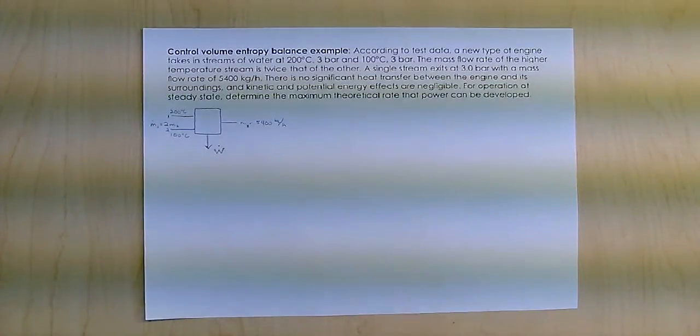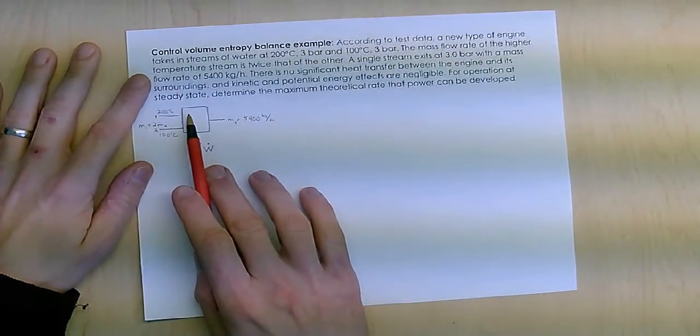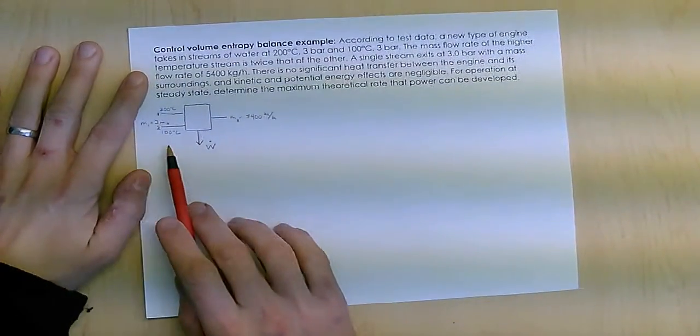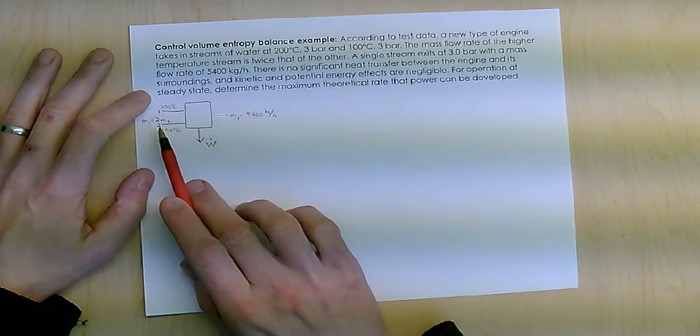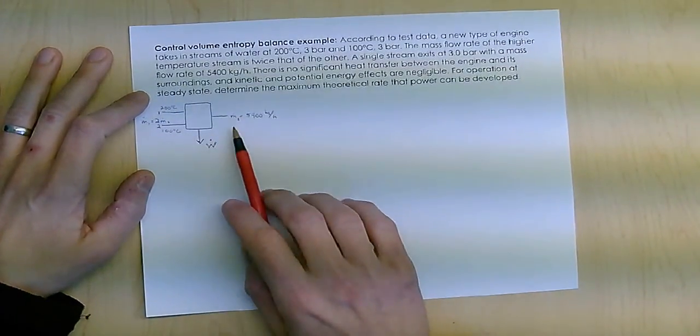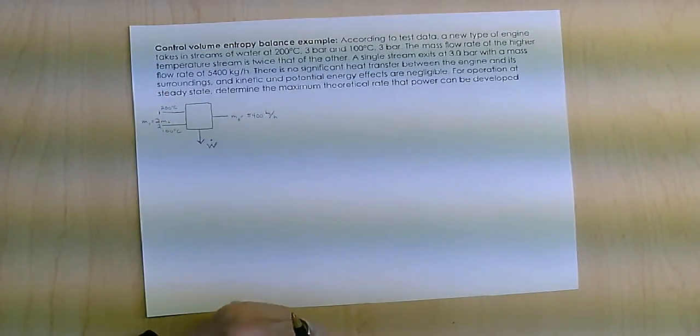Okay, I've got a device here. I've got two streams of water. They're all at 3 bar. One comes in at 200, one comes in at 100, and the mass flow rate of this higher one is twice that of the lower one. And then I've got one exit that exits with a mass flow rate of 5,400 kilograms per hour.